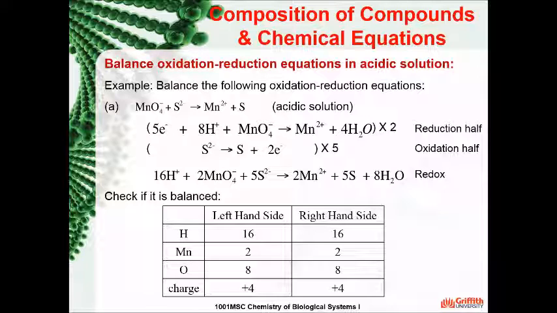We will practice more examples of redox reactions in the tutorial. This is the end of Part 2 of Module 6. Please proceed to Part 3, which will cover stoichiometry calculations.